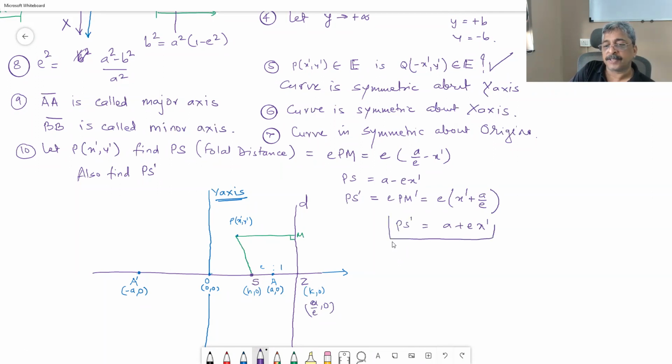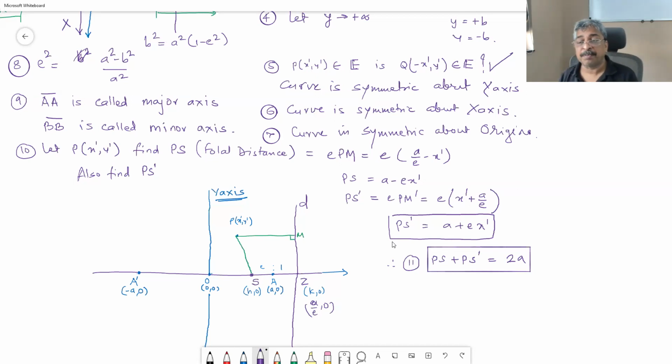This is focal distance. Oh, focal distances are so nice. Therefore, PS plus PS dash is equal to 2A. This is the most important property of ellipse. Ellipse is a locus of point which keeps summation of distances from two foci equal. Always.